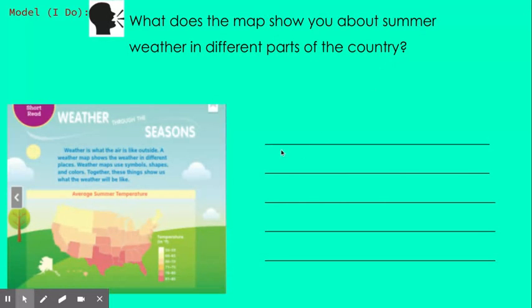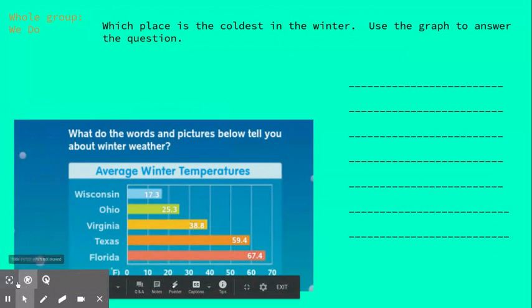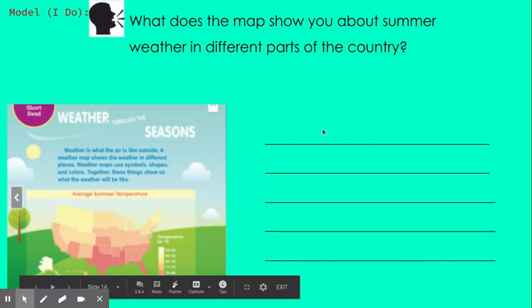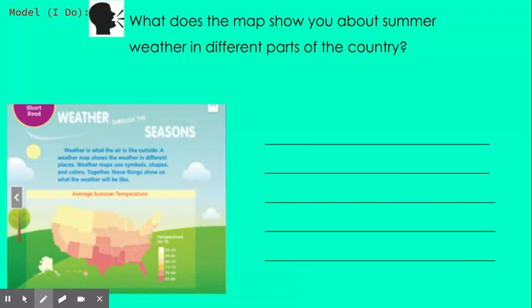So I'm going to go up here and I'm going to write, and move me to the next slide. Okay, let me go back down here. And I want to go back to slide 14. Okay, and so if I was going to write that in there, I would write, what does the map show you about summer weather in different parts of the country? I would write, the map shows me the average temperature in the summer.